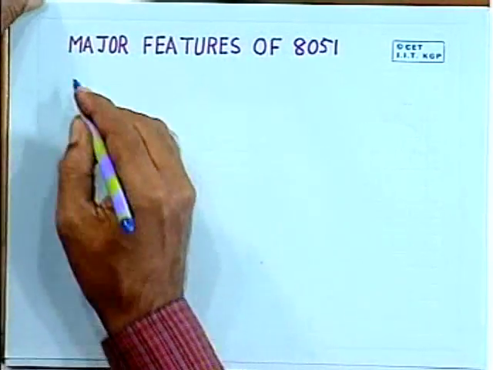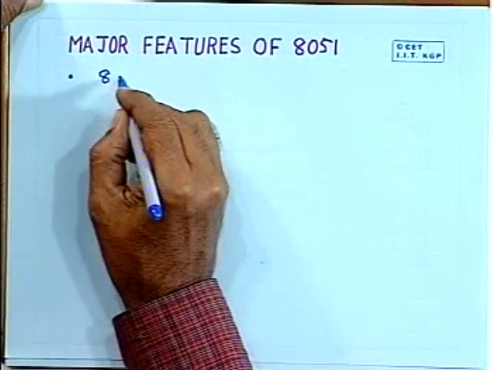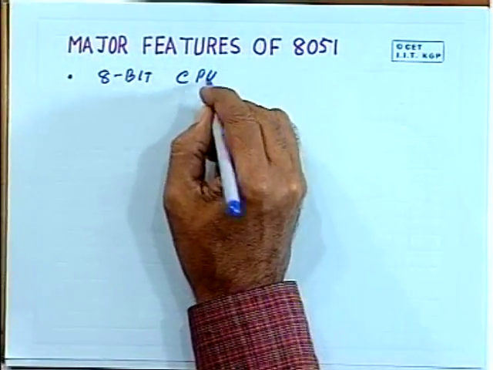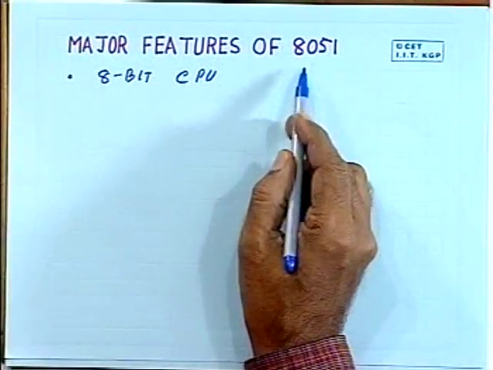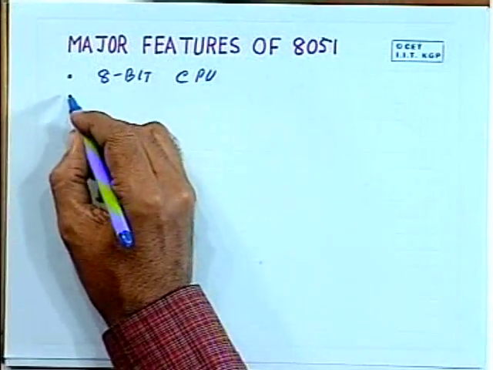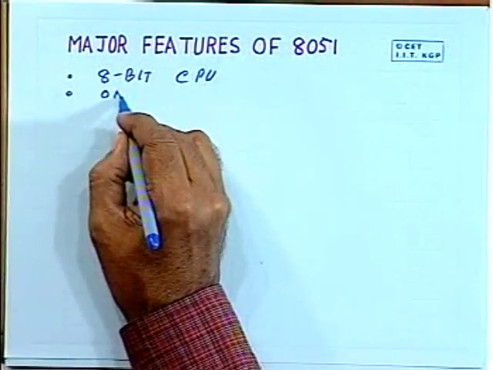First of all, it is an 8-bit CPU. The CPU of this microcontroller 8051 is 8-bit. That means most of the registers and the ALU will be 8-bit, and ALU operations, arithmetic and logical operations, also will be 8-bit. So it has got an 8-bit CPU. It has got an on-chip oscillator.